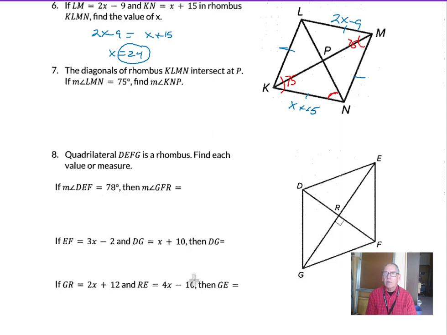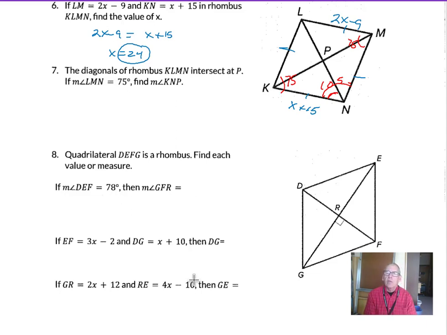So 180 take away 75 is 105. So this whole angle is 105. So this whole angle here is 105 degrees because it needs to be supplementary with the 75. So let's see what we can do.